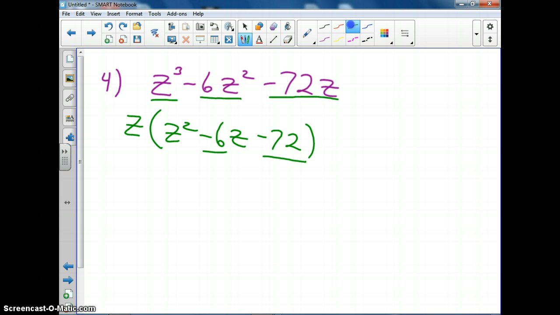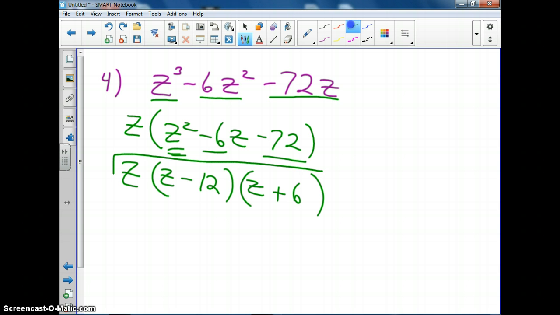No, it's not negative 93. Try again. Negative 12 and 6. That's it. It's negative 12 and positive 6. So here's what you do now. You put down 2 sets of parentheses. What equals Z squared? Z times Z. Then you put down the 2 numbers, negative 12 and positive 6. That's it, and there's the answer right there. Problem's over. Once again, you guys learned this all first semester.